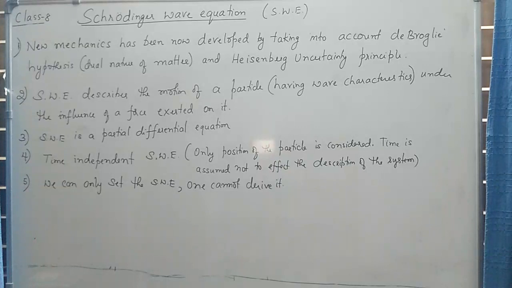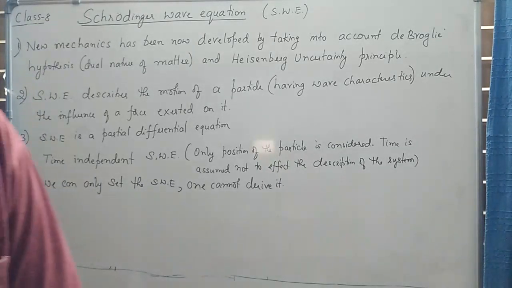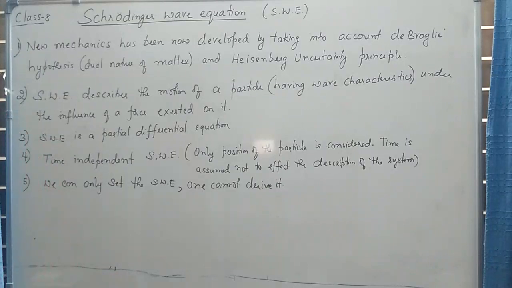So when we describe the behavior of a microscopic particle, we have to consider both its particle nature as well as its wave nature. But unfortunately the Newtonian mechanics only considers the particle nature. Therefore we have to develop a new mechanics which considers both particle nature and wave nature, and that new mechanics we now call quantum mechanics, or sometimes wave mechanics.